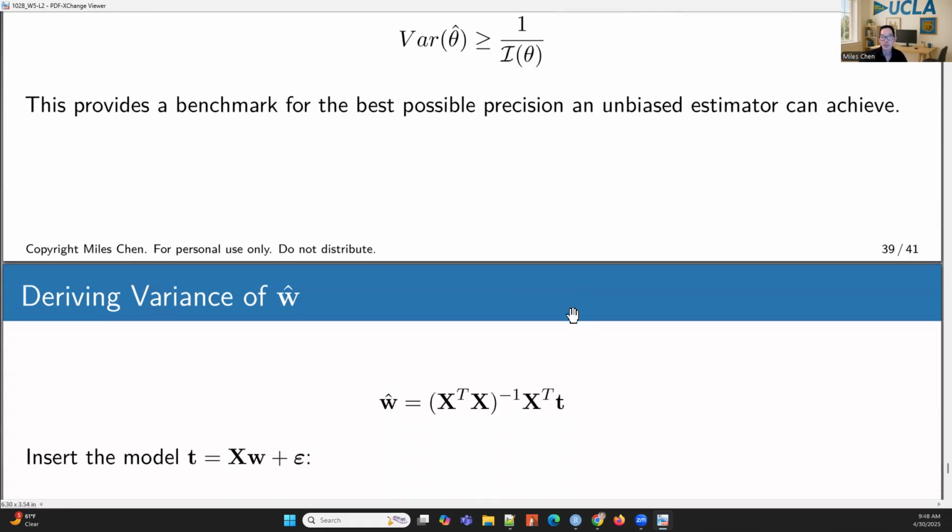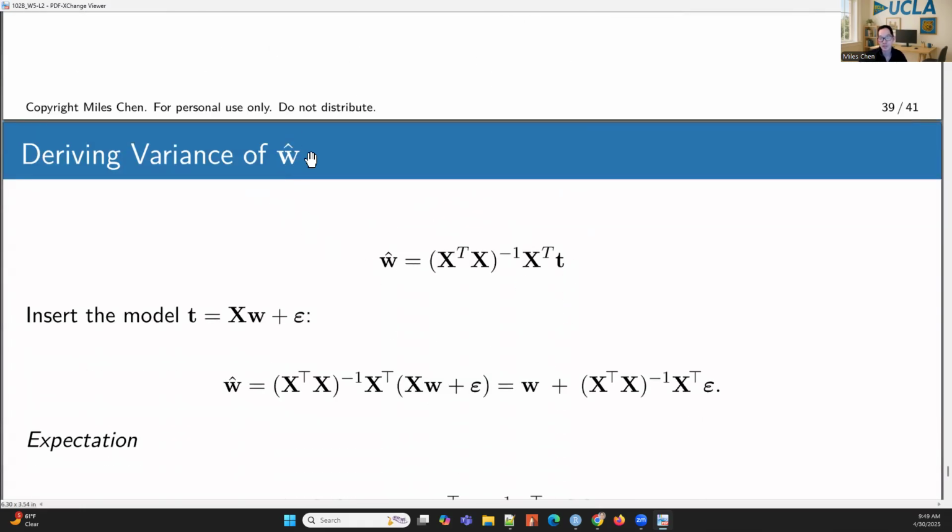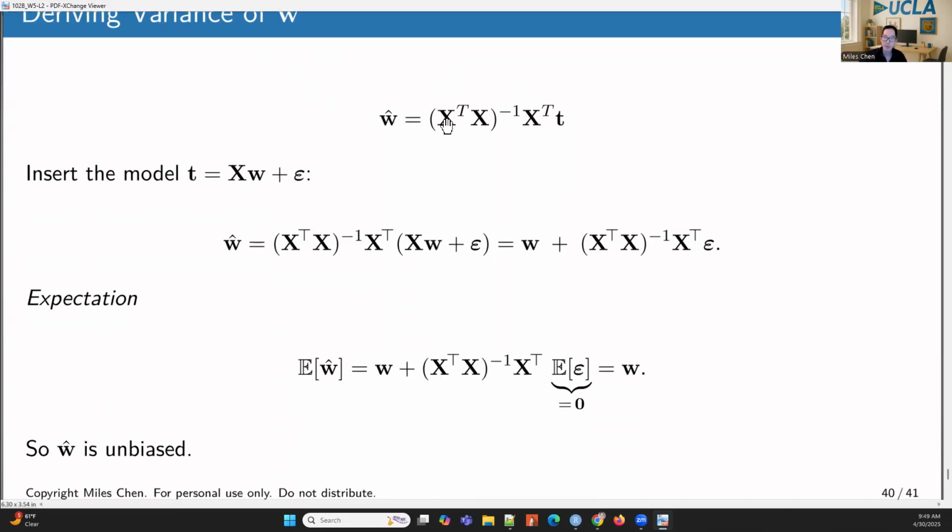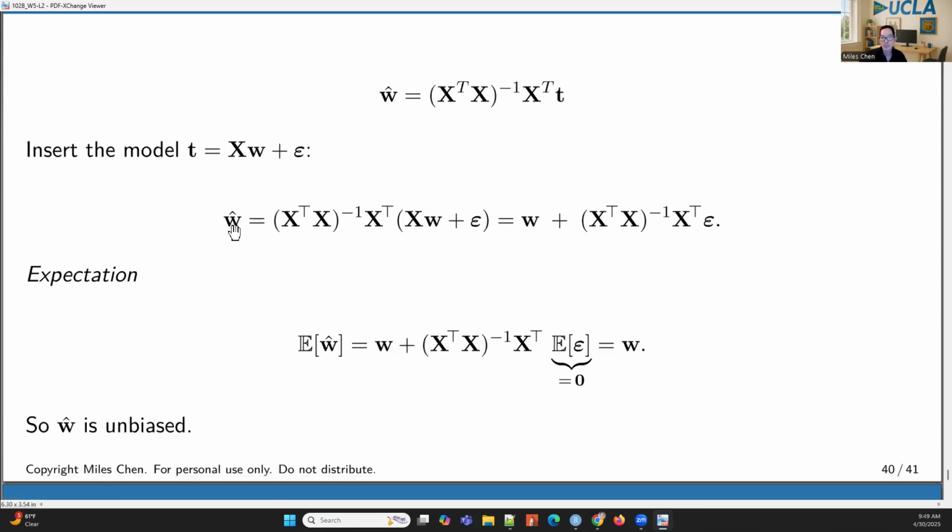And if we ask, what is the variance of our estimator W hat? W hat is X transpose X inverse X transpose T. And keep in mind, T is X times W plus our noise epsilon. So I'm going to plug that term in. Then our estimate W hat will be equal to this, and all of this, X transpose X inverse X transpose epsilon here. So I get W plus all of this here.